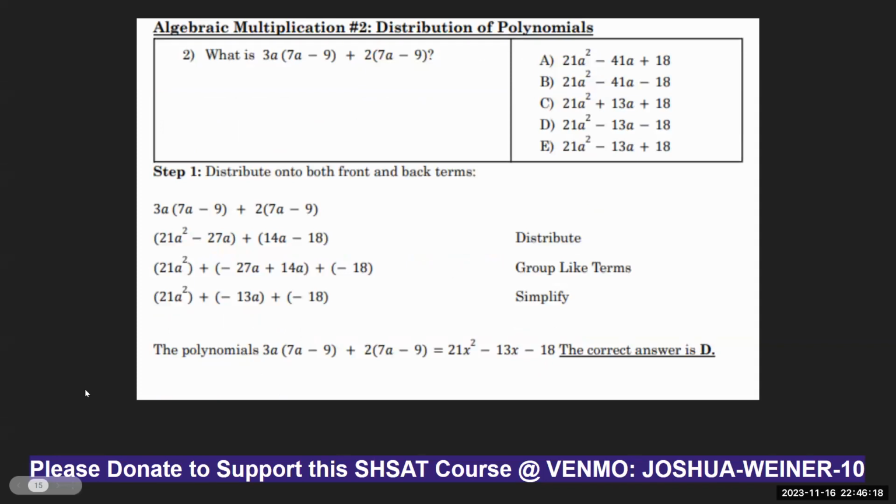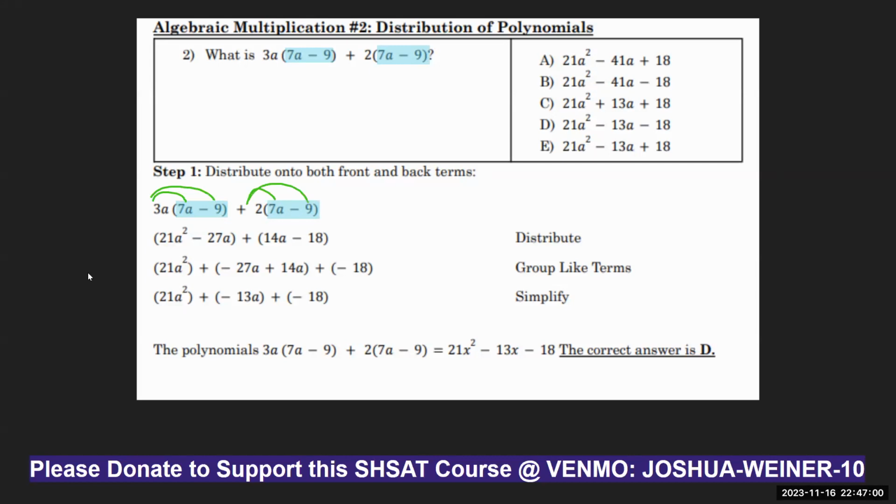Example 2. What is 3a times 7a minus 9 plus 2 times 7a minus 9? Well, here we're doing 2 separate distributions. I'll highlight what's going on. Interesting that we have 7a minus 9. First we're distributing 3a, and then we're going to just take 2 and multiply it by the same binomial, 7a minus 9. So first you distribute the 3a, multiply it onto those two terms, and then the 2 multiply it onto those two terms in the back.